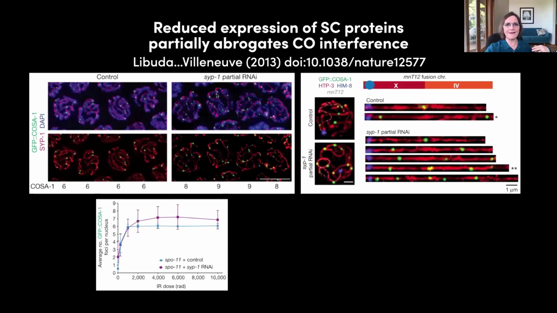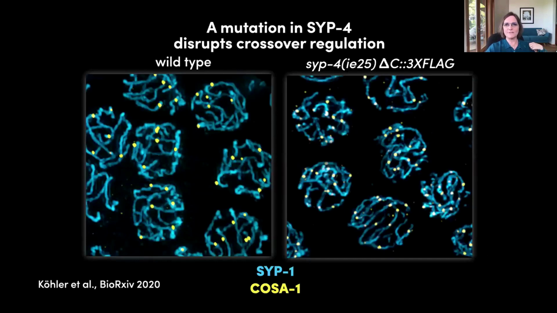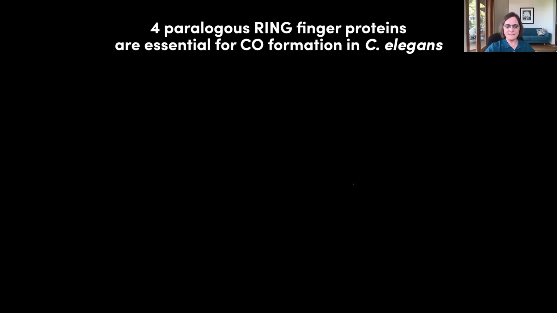So if you RNAi some of the SYP proteins that make up the SC, sometimes you get an increase in the number of crossovers along chromosomes. And we also found unintentionally, by making a tagged allele of one of these synaptonemal complex proteins, an allele that also seems to break crossover interference fairly seriously. So instead of the 6 designated crossovers we normally see, there are 12 to 13 on average in these nuclei with the mutated SYP-4. So it seems the SC plays a role in interference, but we don't know exactly how.